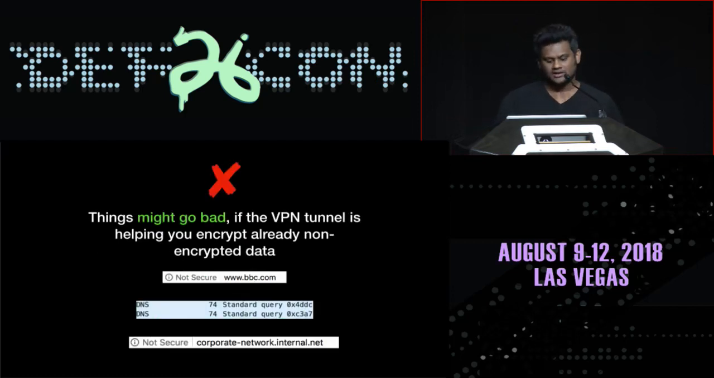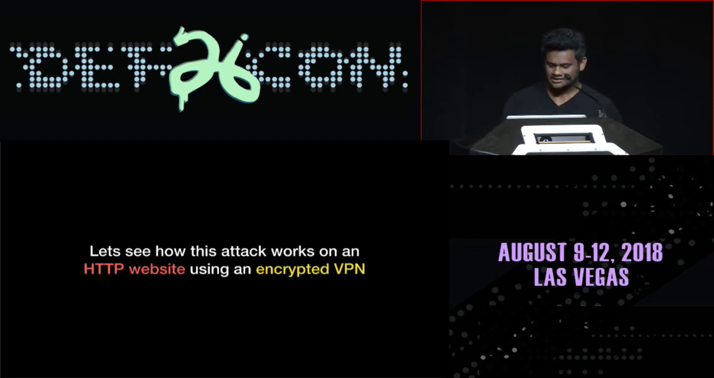However, things can go bad for these kinds of scenarios: DNS traffic, which is over UDP, and insecure HTTP traffic, pure TCP, and your VPN fully compresses them. So let's see how this stuff works on an HTTP web app using an encrypted VPN.